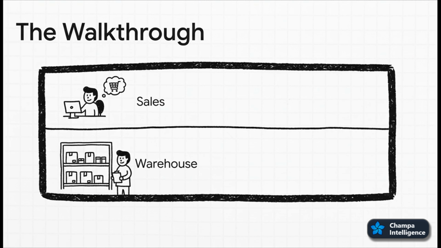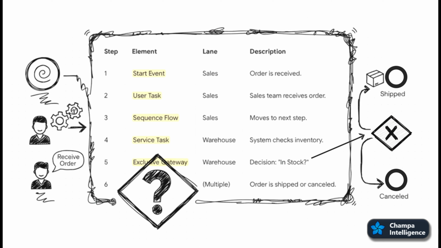So, let's imagine we're mapping out how a simple online store fulfills an order. The pool represents the whole company, the online retailer, and inside we'll have 2 lanes for the 2 departments involved, sales and warehouse. Let's walk through this. Look at the sales lane. It starts with a start event. That's the customer placing an order.